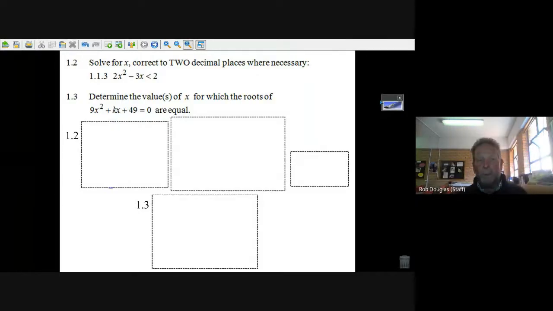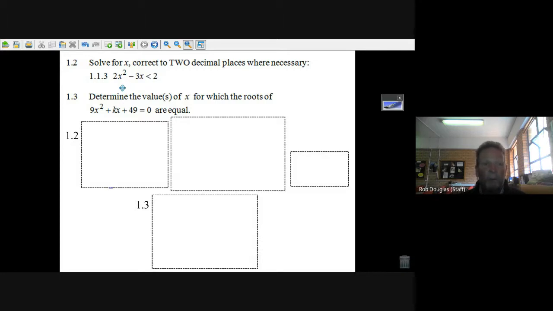Okay, this is the first questions of the Paper One sampler, the math workshop for September 4th. And here we go, we're just going to start it. First question says, solve for x, correct to two decimal places where necessary.